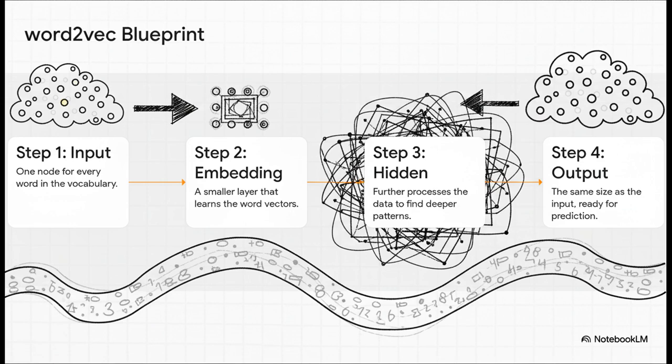First, you've got the input layer. Just picture this massive switchboard with one switch for every single word we know. We find the switch for our word and flip it on. That signal then shoots over to a much smaller layer. This is the embedding layer. If we want our final vector to have, say, 300 numbers, this layer has 300 little nodes. This is where the magic is going to happen. Then there's a hidden layer that helps the network find even deeper connections before it all ends up at the output layer, which, you'll notice, is the same size as the input, ready to make a guess.